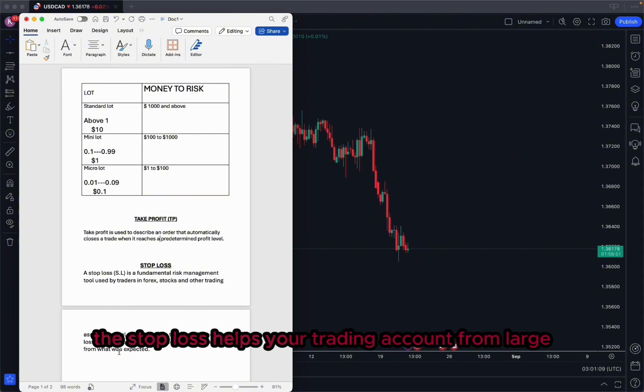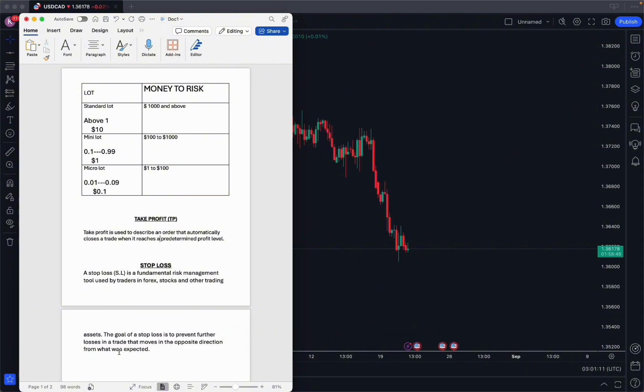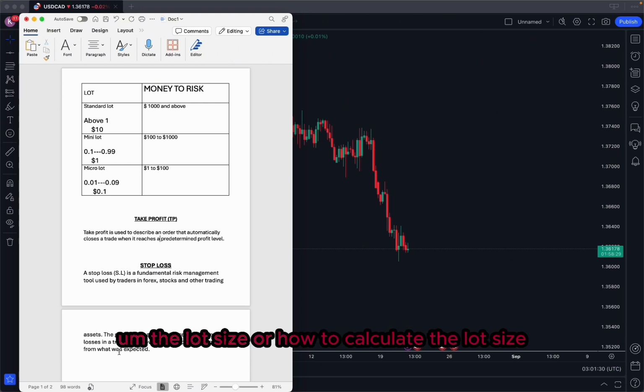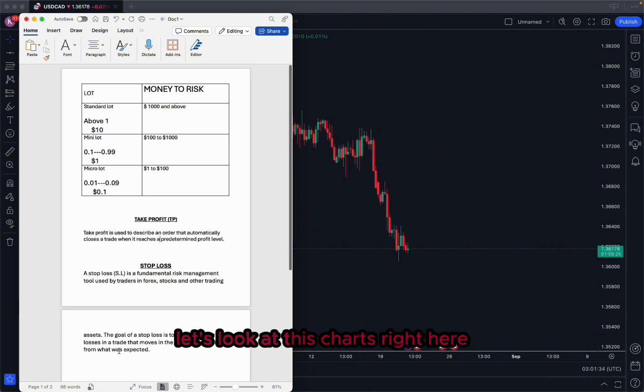The stop loss helps protect your trading account from large unexpected losses, and it is the stop loss we use to calculate the lot size needed. So it is the stop loss and the entry that we use to determine the lot size we are going to use for our trade. Before we go into how to calculate the lot size, let's look at this chart right here.